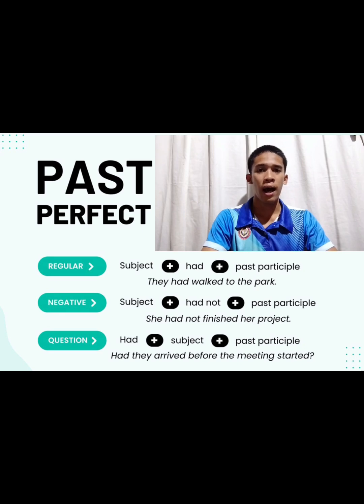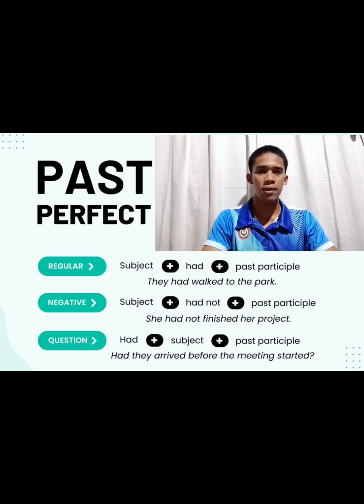So again, how is it formed? The past perfect tense is formed by using the auxiliary verb had followed by the past participle of the main verb. So for better understanding, here is an example. I had finished the exam.